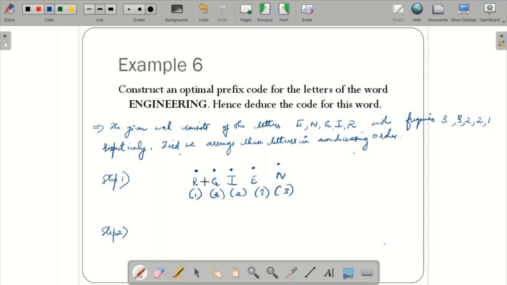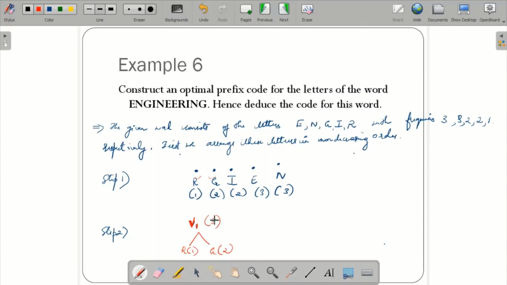Now here R and G. If you remember the previous problem's concept, I combine the two lower frequencies and form a new vertex, here V1. These are the two lower vertices because their frequencies are 1 and 2. When combined, add these frequencies, it is 3. Left would be R with weight 1 and right would be G with weight 2. Now this is 3, right?